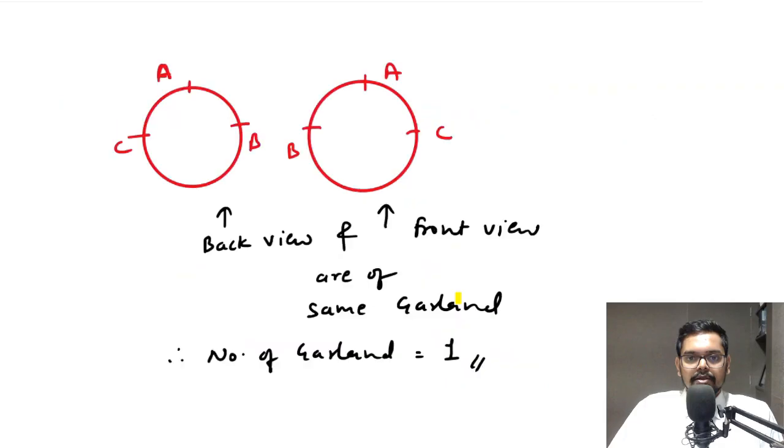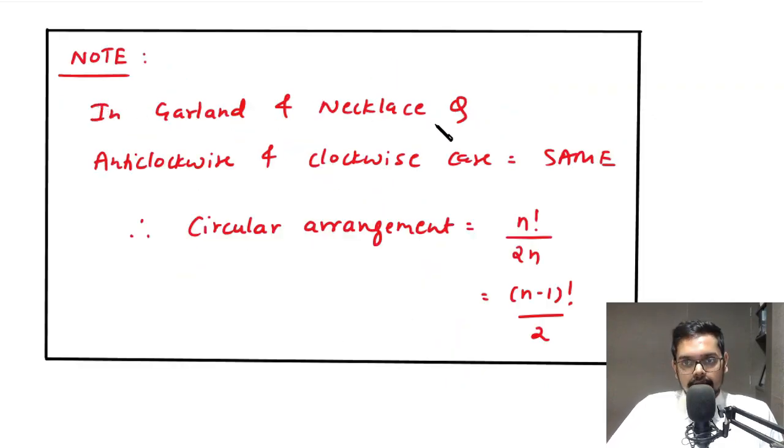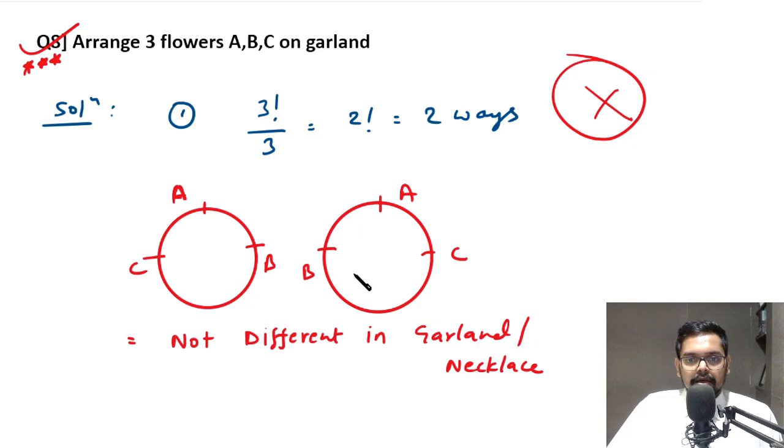So what I'm writing here is, in garland and necklace questions, anti-clockwise and clockwise are actually the same. The reason being, you are looking at the front view and back view of the same garland. Therefore, the circular arrangement is n factorial by n, but you also divide by 2, just to avoid the anti-clockwise and clockwise scenarios, which you generally consider as different. But in this case, by dividing by 2, you are treating them as one case only.